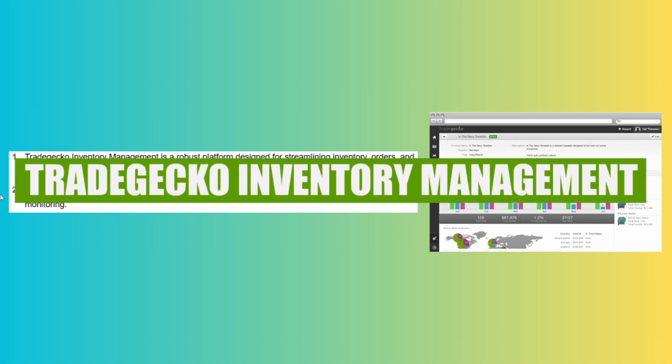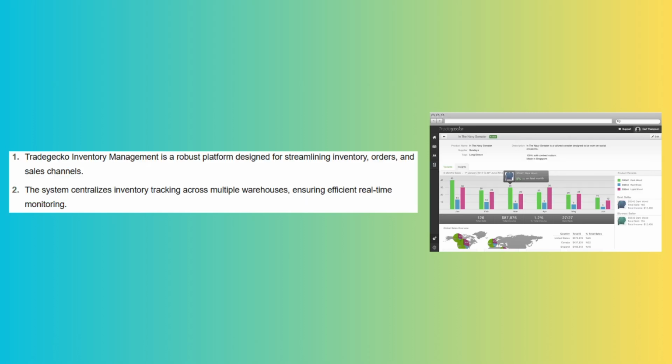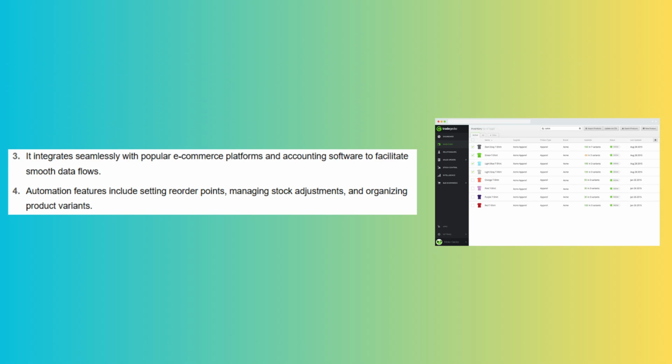Hey everyone, in this video I'm going to review Tradegecko Inventory Management. Tradegecko Inventory Management is a robust platform designed for streamlining inventory, orders, and sales channels. The system centralizes inventory tracking across multiple warehouses, ensuring efficient real-time monitoring. It integrates seamlessly with popular e-commerce platforms and accounting software to facilitate smooth data flows.